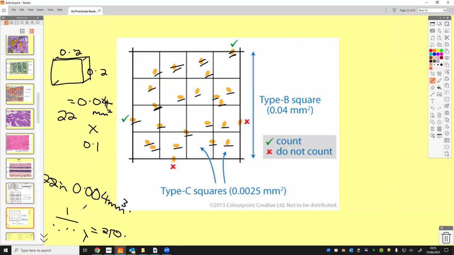Okay, so you multiply 22 by 1 over 0.004 millimeters cubed, or you can just do 22 divided by 0.004, and that gives you 210 in 1 millimeter cubed.